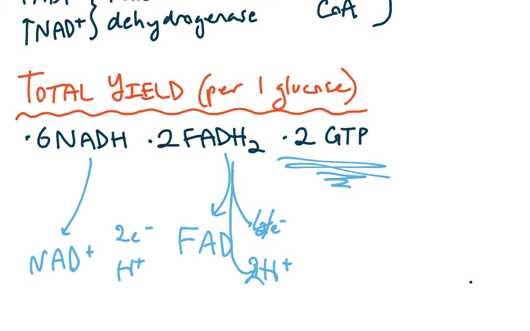But those are the products of the citric acid cycle, and next time I'm going to cover the electron transport chain, and we're going to see how this whole thing that I just put in blue works, and why we want those electrons and why we want those protons to come out of these compounds. I hope this helped.